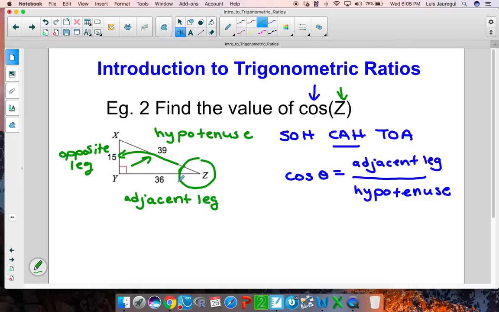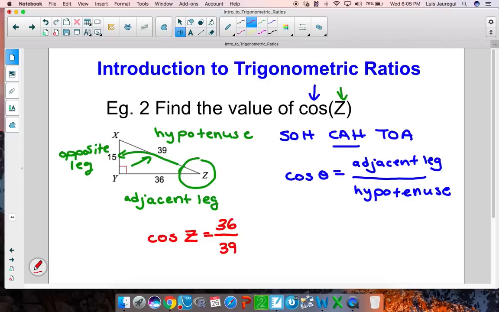Now, we're looking for cosine of Z, so let me go ahead and write that down in here. Cosine of Z is the ratio between the adjacent leg and my hypotenuse. Notice my adjacent leg has a length of 36, so let me write it in there. 36 divided by my hypotenuse, which is 39.